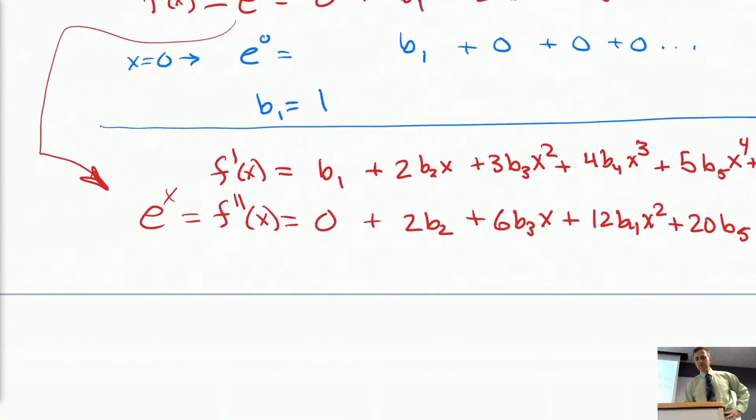Now let's do the same trick. Let x equal 0. Plug it in. Tell me what you get for b2. Take a minute, see if you can work this one out. See if you see what we're doing. And I'll pick a volunteer here.